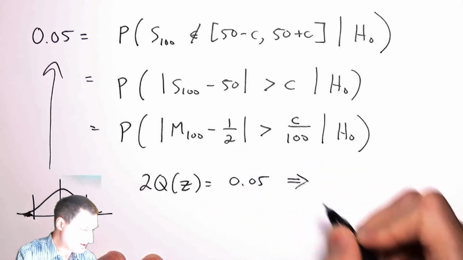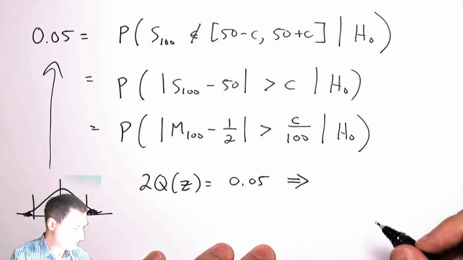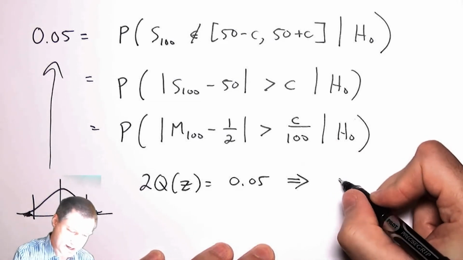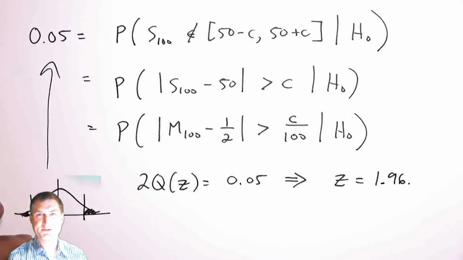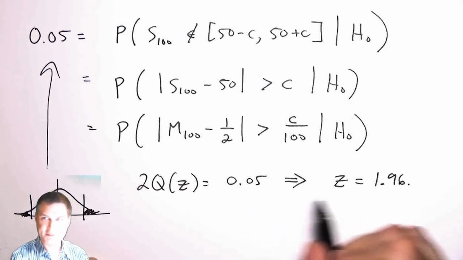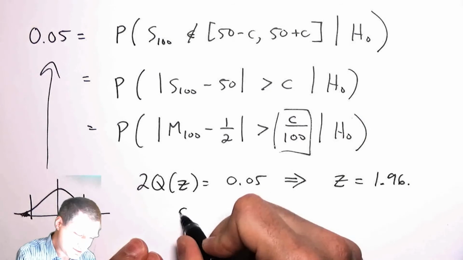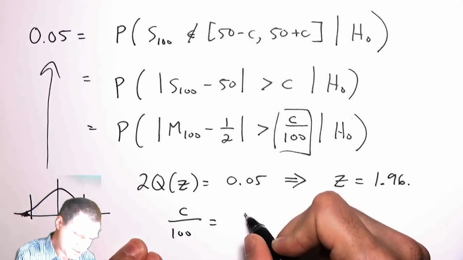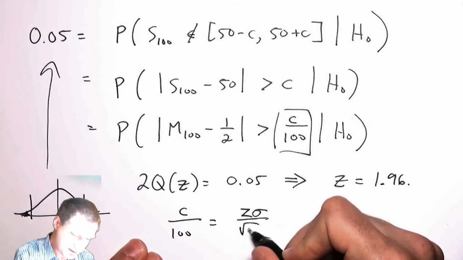Then I can look in my Q table and find out that the corresponding Z value here is 1.96. We had this from some of our previous tables. I don't have it on the screen right now, but we remember we had this table that said what is the inverse of 0.025? It turned out to be this, right? And then I can use this to say, okay, this number here corresponds to Z sigma over the square root of n.